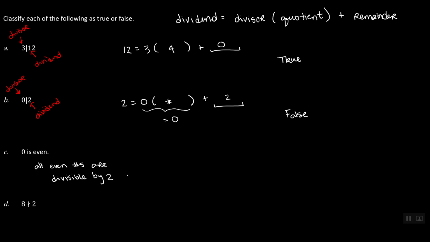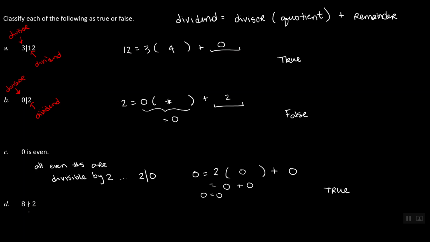So we're going to check to see, is it true that 2 divides 0? If it is true, then we should be able to write 0 is equal to 2 times some quotient plus a 0 remainder. The only number that would work inside of this parentheses would be 0. 2 times 0 is equal to 0. 0 plus 0 is still equal to 0. And that's a true statement. 0 is definitely equal to 0. So we know that 0 is in fact an even number because it's divisible by 2.